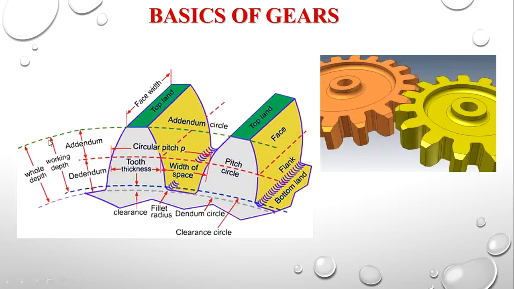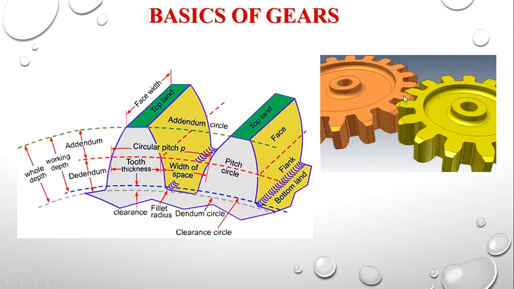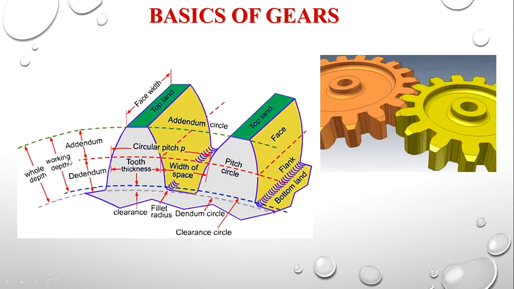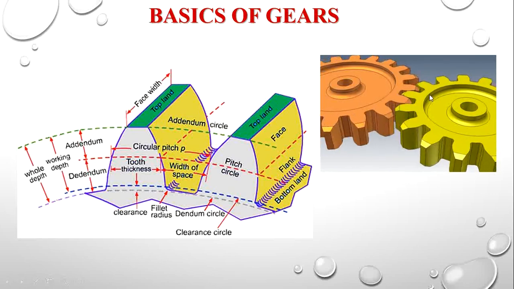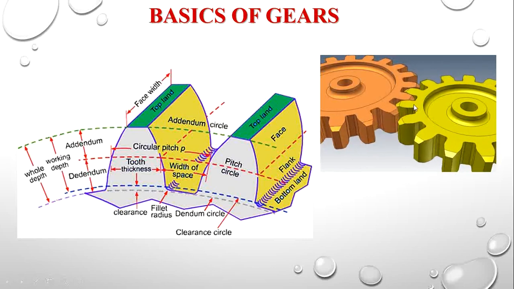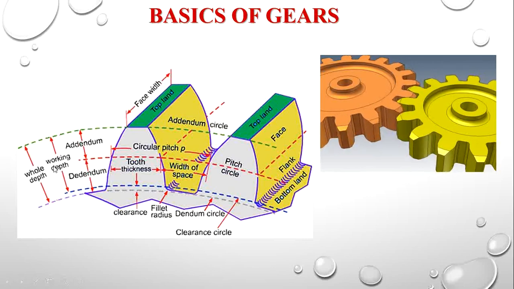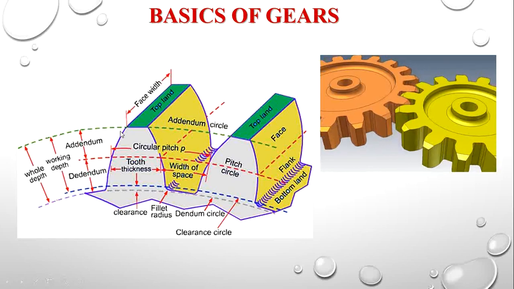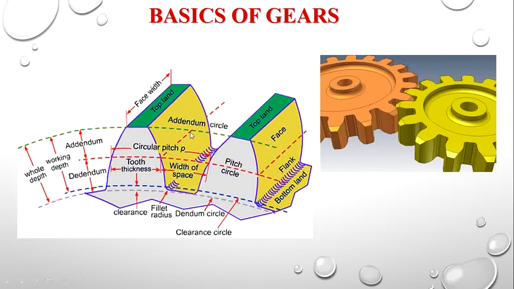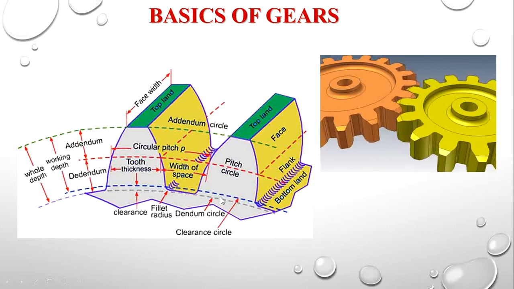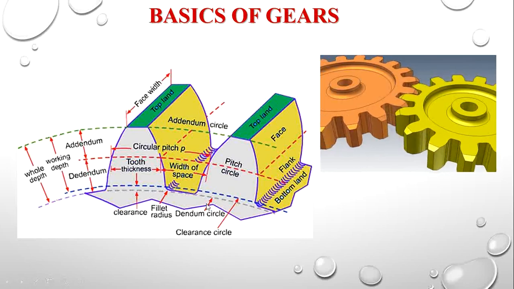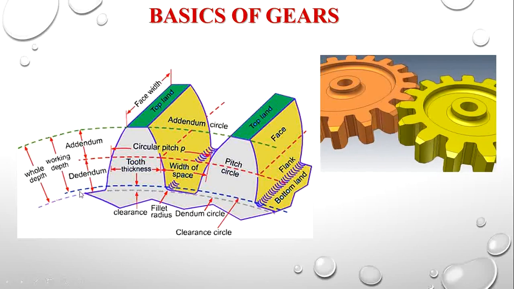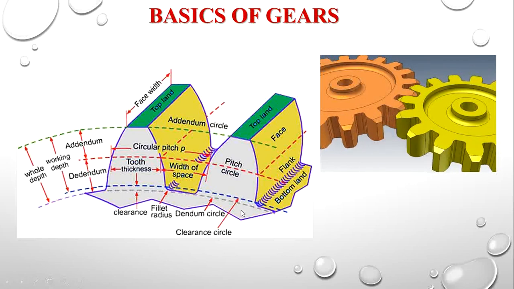So working depth is nothing but how much depth the tooth is going inside. This tooth is going inside up to one particular depth, that is the working depth, and the whole depth is the actual depth. So the actual depth is not the working depth. If you add some clearance, that is the whole depth. So working depth plus clearance gives us the whole depth. That is the clearance. Now the outermost circle we term as the addendum circle and the innermost circle we term as the dedendum circle. So we call these the addendum circle radius, dedendum circle radius, and clearance circle. From the working depth, if you draw an imaginary circle, that is the clearance circle.